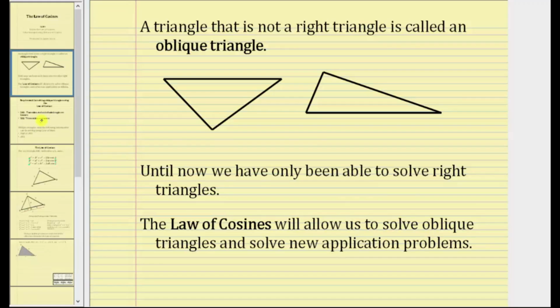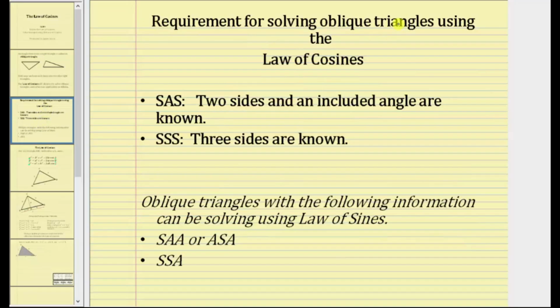However, in order to apply the law of cosines, we must be given either side angle side, meaning two sides and an included angle are known, or side side side, meaning all three sides are known. Oblique triangles with the following information can be solved using the law of sines: side angle angle, or angle side angle, as well as side side angle.